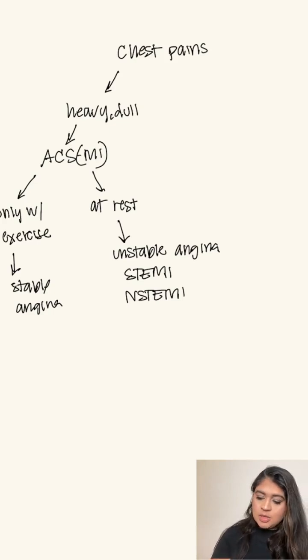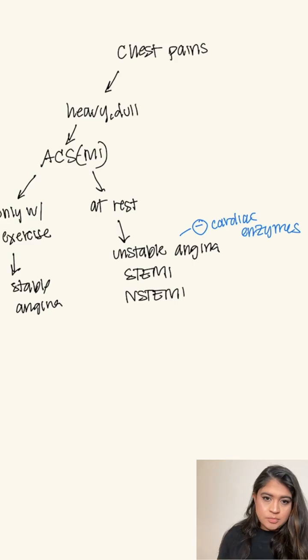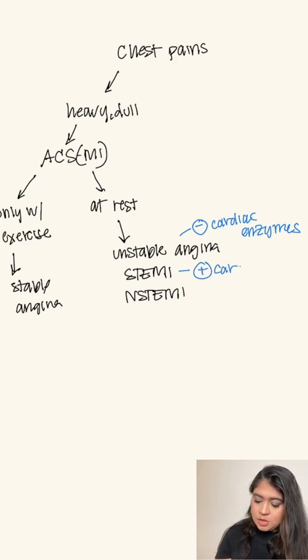Unstable angina would have negative cardiac enzymes to help separate it. STEMI would have positive cardiac enzymes. Do you know which one is the best one we like out of the cardiac enzymes?